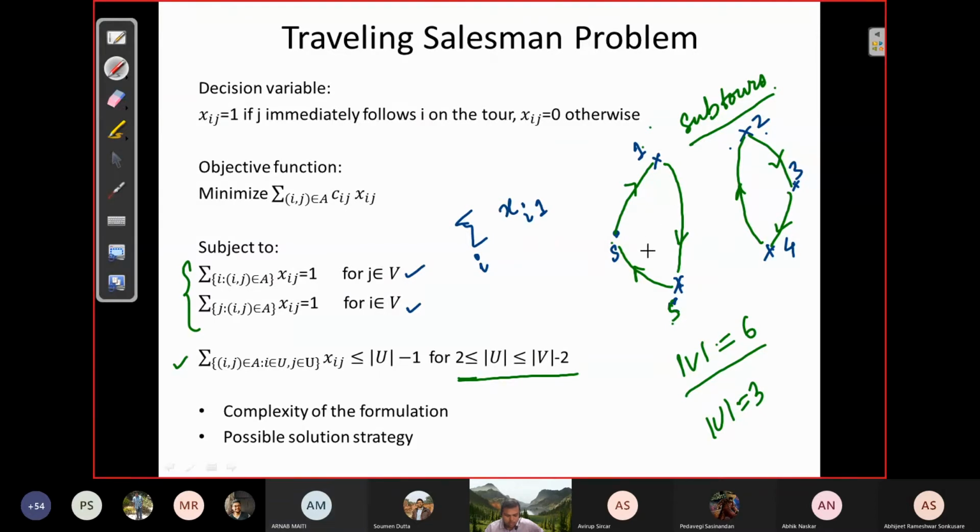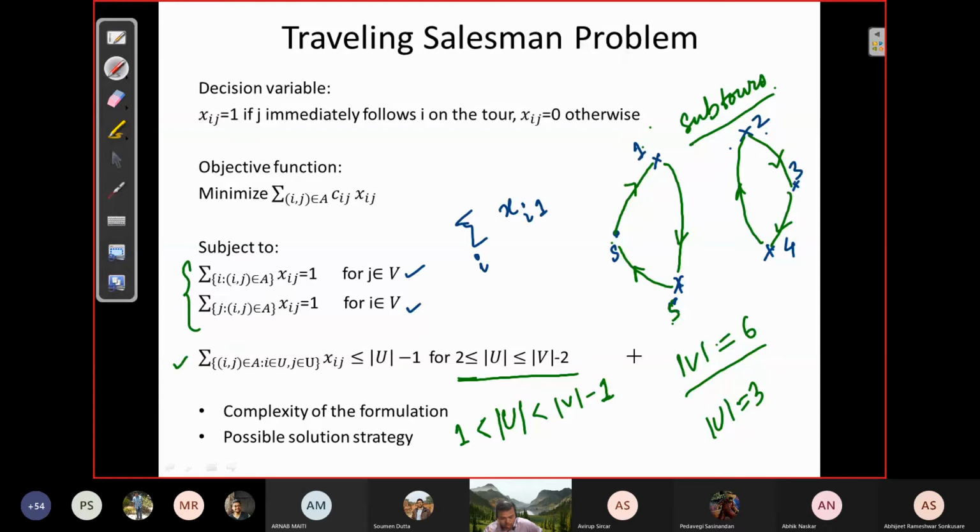Yes, sir. Only for the full Hamiltonian cycle covering all the nodes, the number of edges should be equal to the number of nodes. So if I rewrite this constraint slightly differently, it will be 1 strictly less than mod U strictly less than mod V. So for all subsets which are less than the total number of nodes, the complete graph, these subtour elimination constraints will apply.